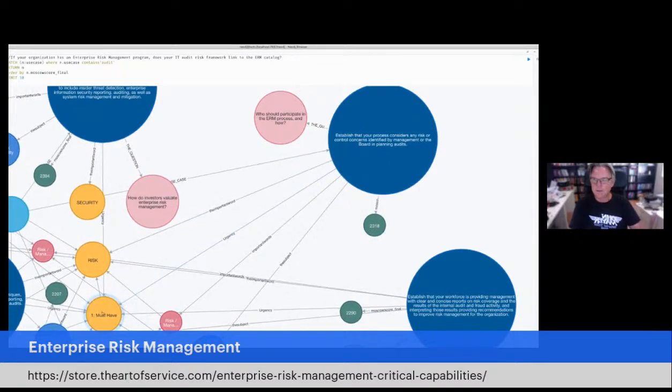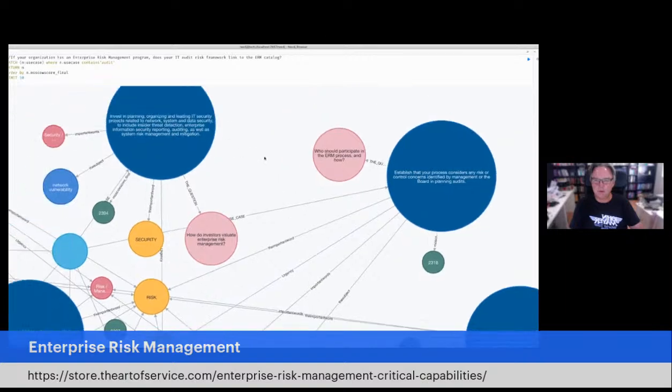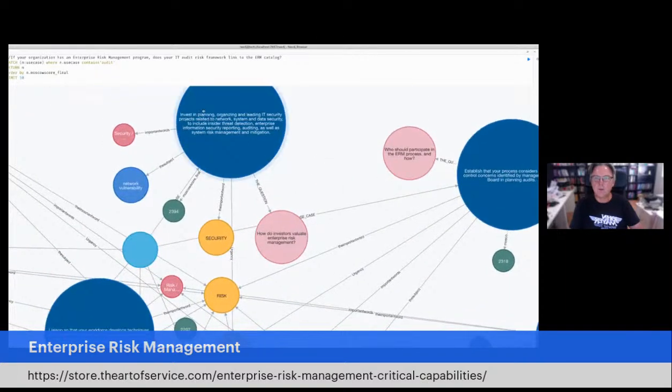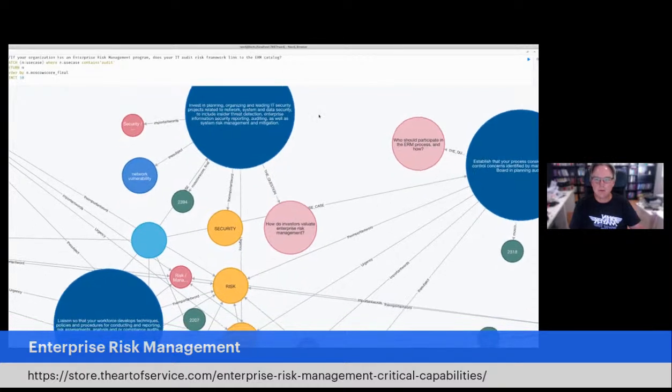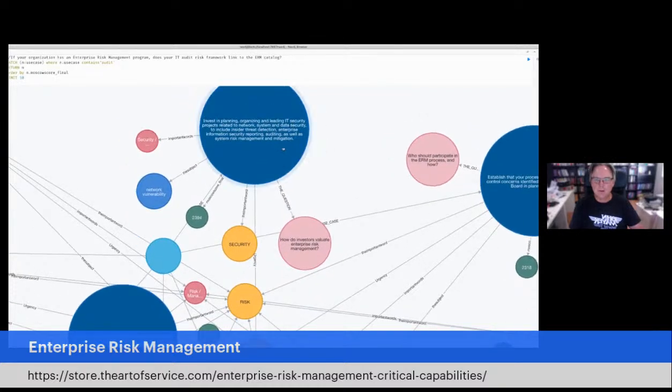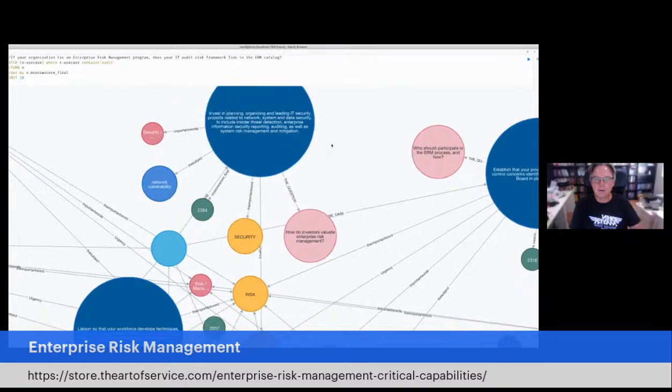They're all must-haves, because I limited it to 10, so these are the top 10. If you want to have your IT audit risk framework linked to the ERM catalog, these are the ones with the highest priority. Invest in planning, organizing, and leading IT security projects related to network, system, and data security, to include insider threat detection, enterprise information security reporting, auditing, as well as system risk management and mitigation.